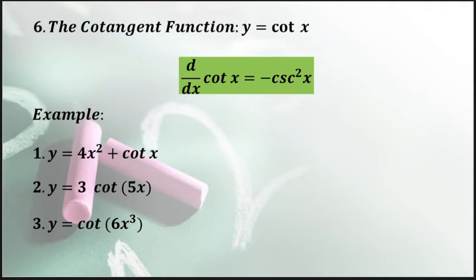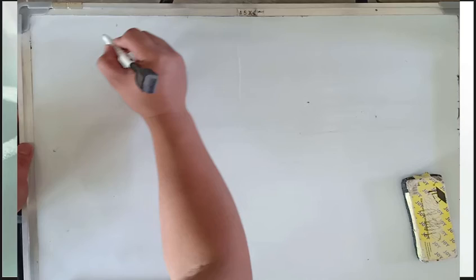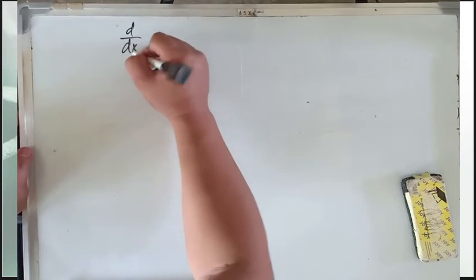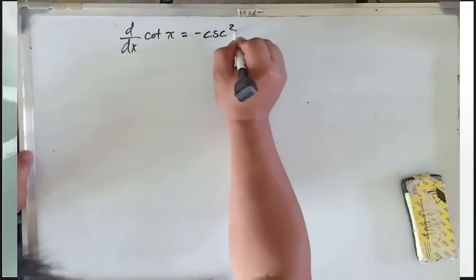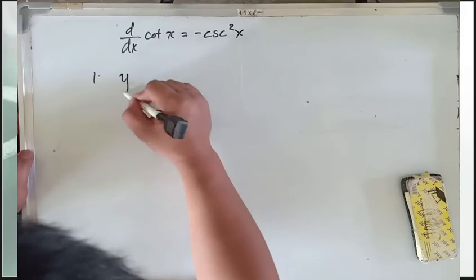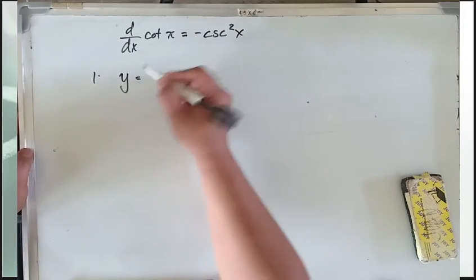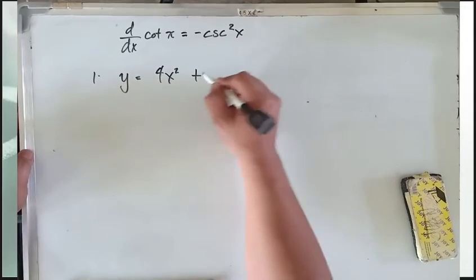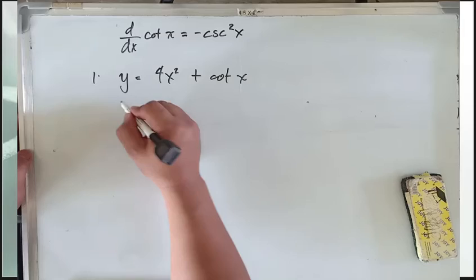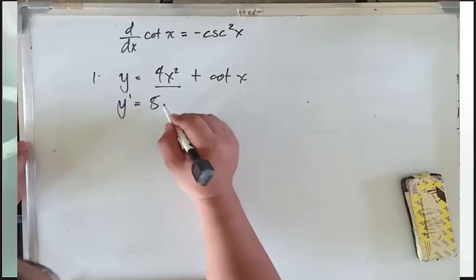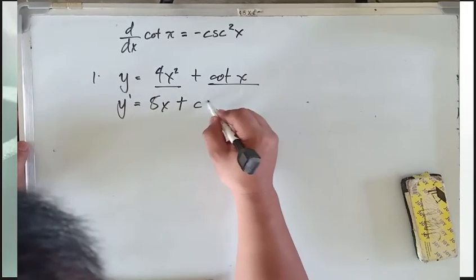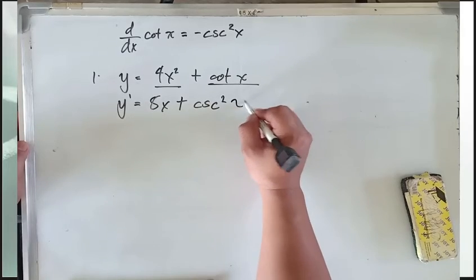For the 6th trigonometric function, we have the cotangent function. Y is equal to cotangent of x. So here, the derivative of cotangent of x is equal to negative cosecant squared of x. So let's have the first example. Y is equal to 4x squared plus cotangent of x. So let's find the derivative. Y prime is equal to, what's the derivative of 4x squared? We have 8x plus the derivative of cotangent of x, which is negative cosecant squared of x. So that's the derivative.